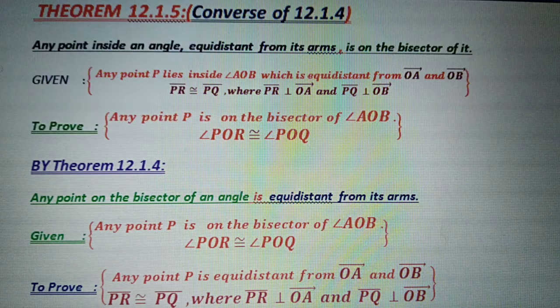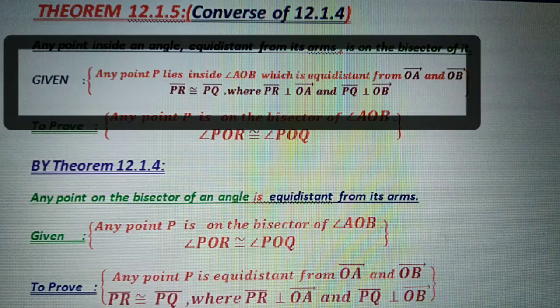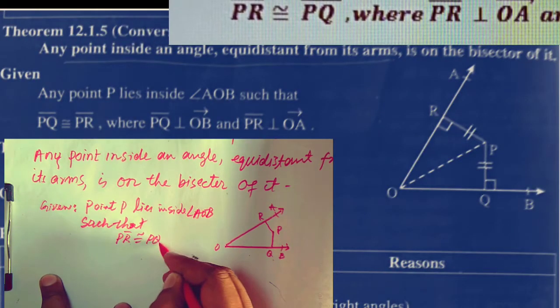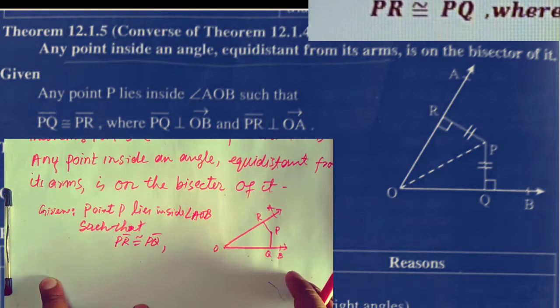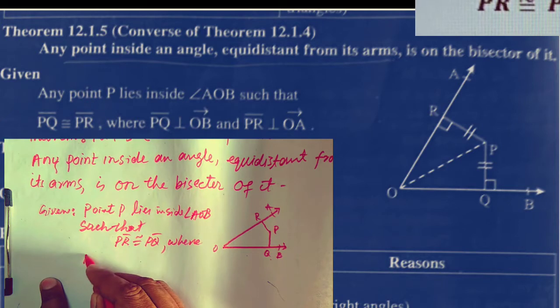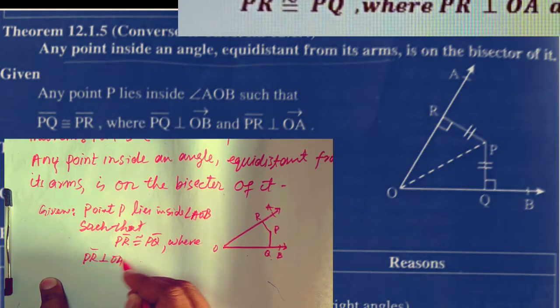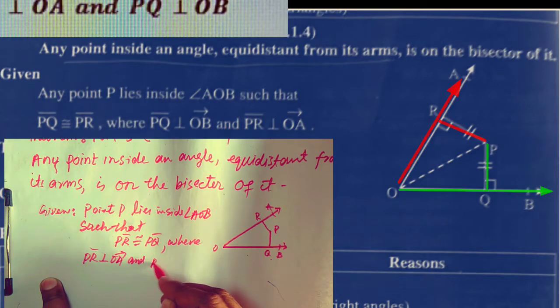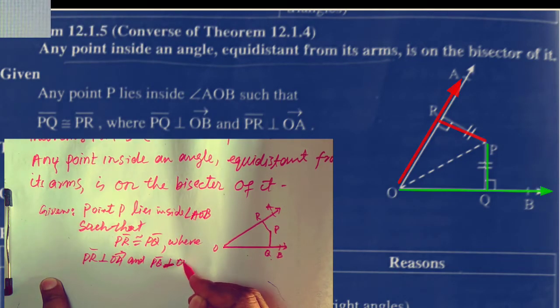Point P lies inside an angle AOB such that PR is congruent to PQ, where PR is perpendicular to OA and PQ is perpendicular to OB.